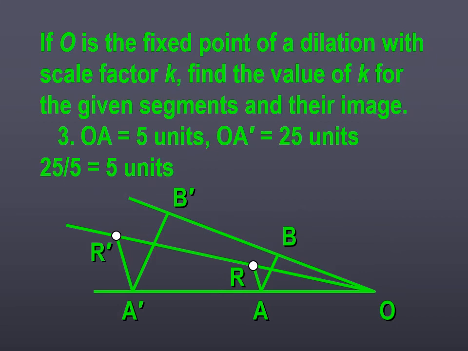All right, so if O is our fixed point and we have a scale factor of K, we want to find K if the distance from O to A, our preimage, is 5, and our image, O prime to A prime, is 25. So 25 over 5 is our ratio, and that reduces to 5 units.